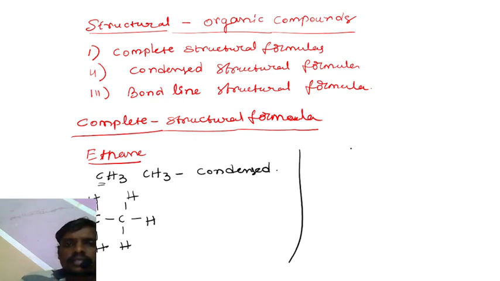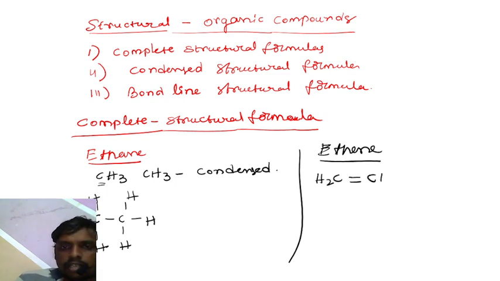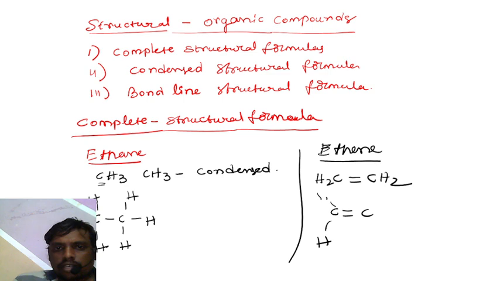Next one, let us take ethene. What is the ethene formula? CH2 double bond CH2, which is considered a condensed structural formula. Whereas the complete structural formula you have to mention like this. Okay, the complete structural formula can be mentioned like this.